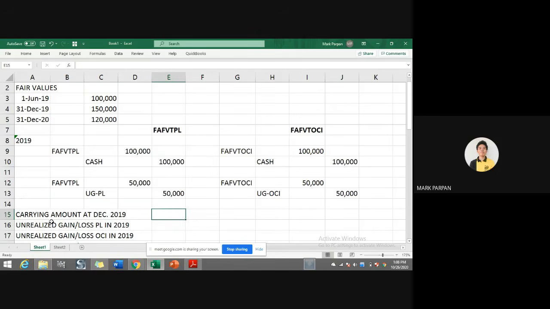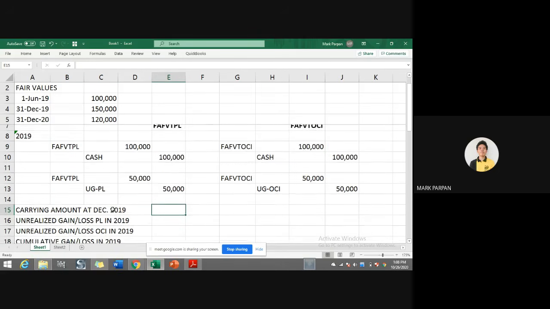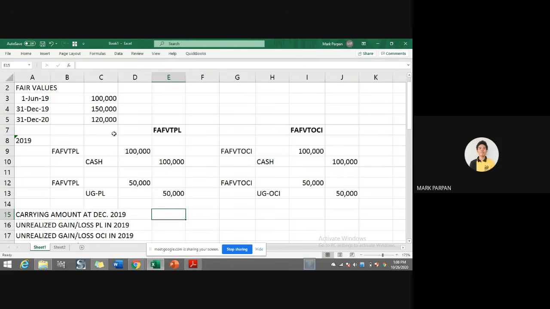Let's answer the questions below. For FVTPL, our carrying amount at December 31, 2019 is 150,000. The same goes for FVTOCI. Both are at 150,000, which is the fair value at year end. How much is the realized gain or loss in the profit or loss? It is 50,000. For OCI, there is none.